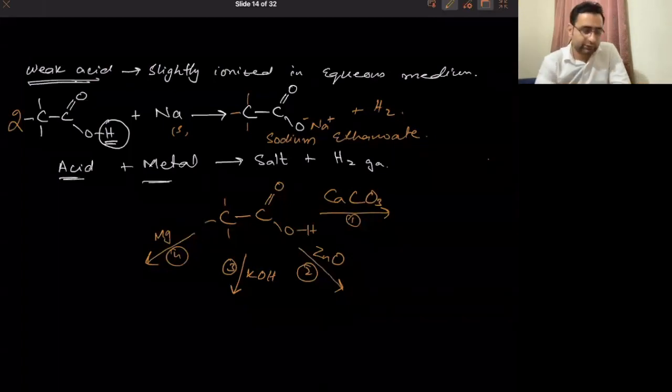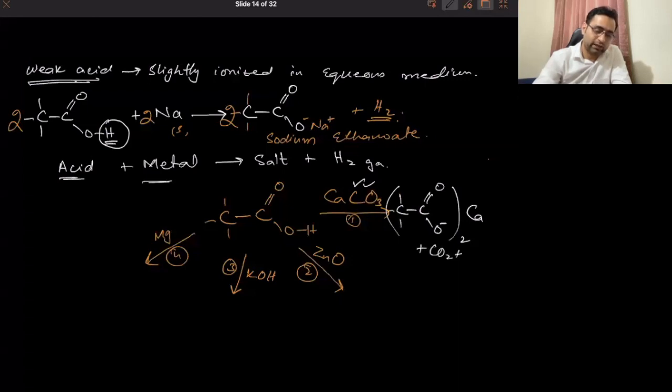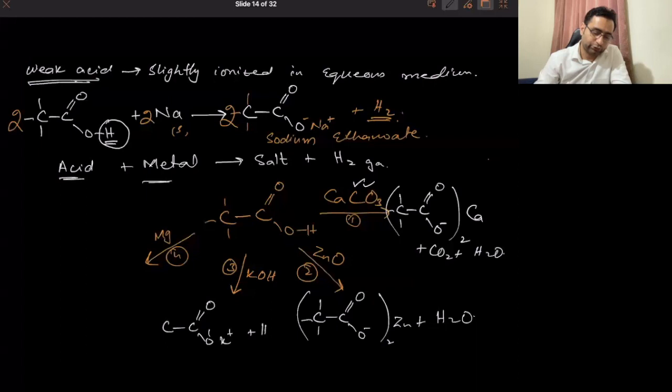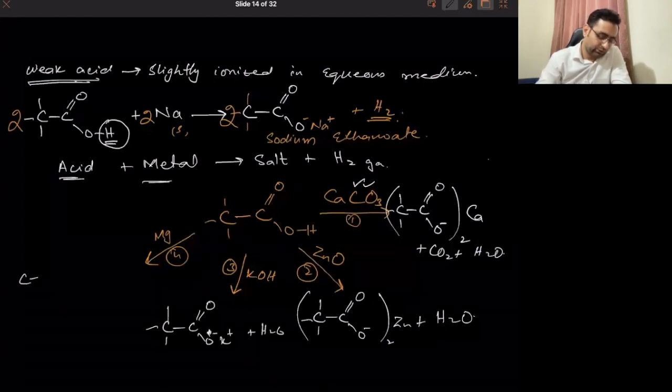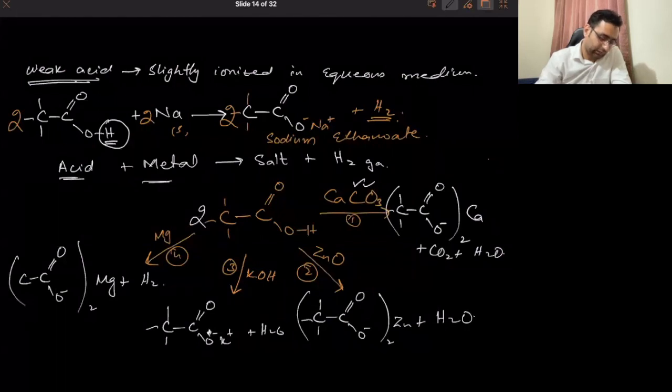Sodium will replace 1 hydrogen, but hydrogen exists as a diatomic molecule. To make it balanced, you'll multiply by 2 and 2, and this is the balanced chemical equation. So the products for these reactions: number one, calcium carbonate reacts with ethanoic acid, and the product is going to be calcium ethanoate. You will put brackets and calcium because calcium has a positive two valency. Calcium ethanoate plus CO2 and water. When zinc oxide reacts, the product is going to be zinc ethanoate and water. When KOH reacts, it's going to be potassium ethanoate plus water. And when Mg reacts, this is going to be magnesium ethanoate plus H2 gas. To make it balanced, you will multiply by 2 and 2. There will be 2 Mg.